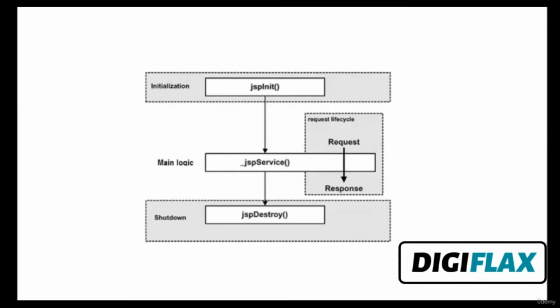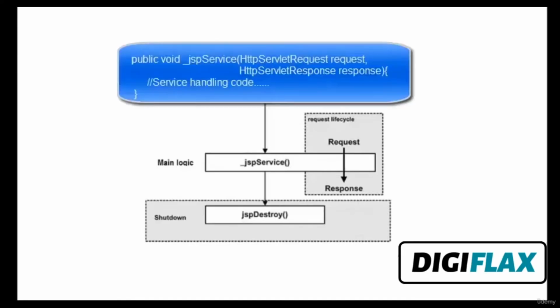Third step is JSP execution. Whenever a browser requests a JSP and the page has been loaded and initialized, the JSP engine invokes _jspService method in the JSP. This method takes an HTTP servlet request and HTTP servlet response as its parameters. This method is responsible for generating the response for the request, and this method is also responsible for generating responses to all the HTTP methods like get, post, etc.